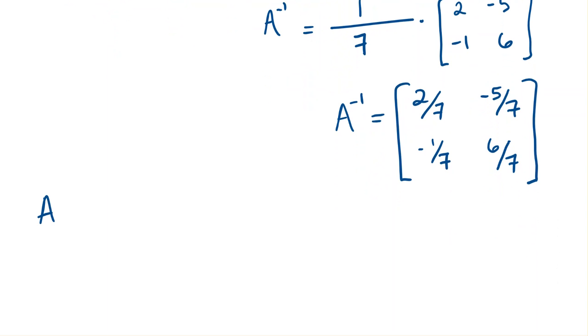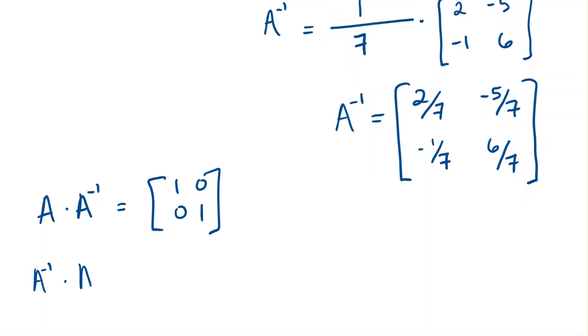Finally, remember, you can check that these indeed are inverses. We should be able to take A times A inverse and get our identity matrix for the 2 by 2, or A inverse times A, and we'd still get our identity. So as good practice, you might multiply A and A inverse and see that we get the identity.